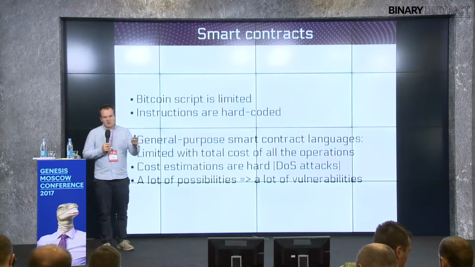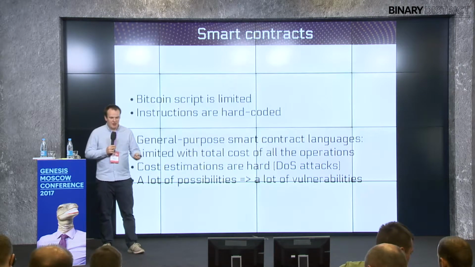However, its script instructions are hard-coded and quite limited. There are quite few of them. It's efficient, that's good, but the real possibilities are quite low. On the other hand, we have so-called general-purpose smart contract languages like Solidity in Ethereum. In theory, you can implement anything you want on this platform, but in practice, they're limited by the total cost of all operations. In Ethereum, it is called the gas limit, and you can't write complicated code in Ethereum smart contracts.